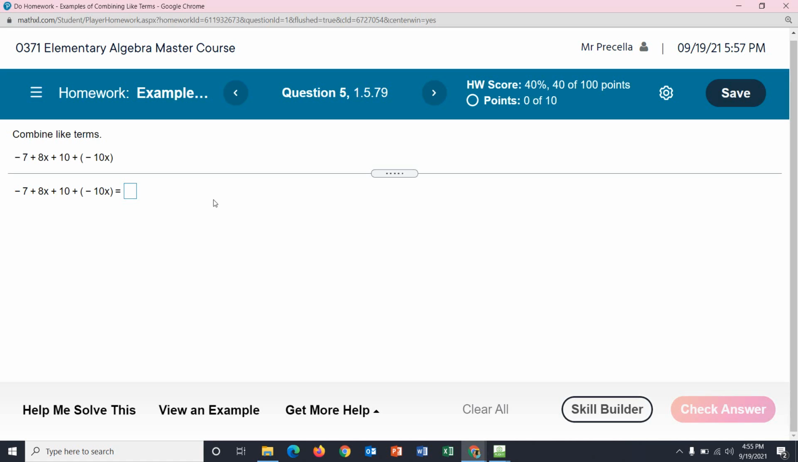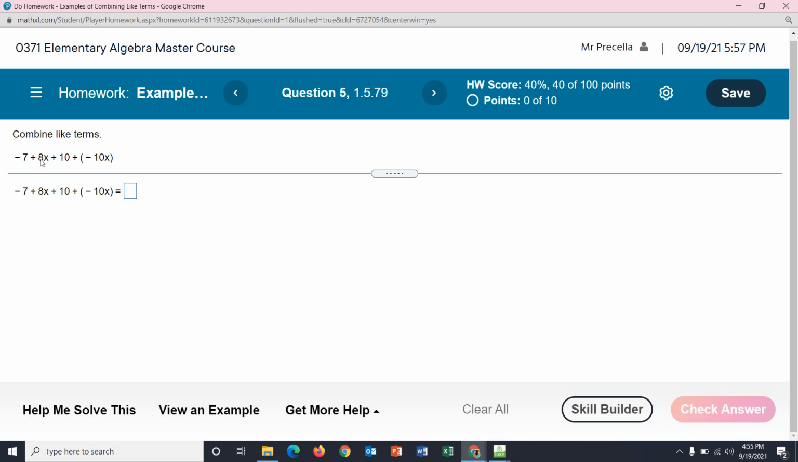This is where you combine like terms. Now, I've already told y'all that the letters are called variables, and the number in front of the letters are called coefficients. But what if we have a number that doesn't have a variable attached to it? Those are called constants. Well, to combine like terms, terms are separated with pluses and minuses. There's 1, 2, 3, 4 terms.